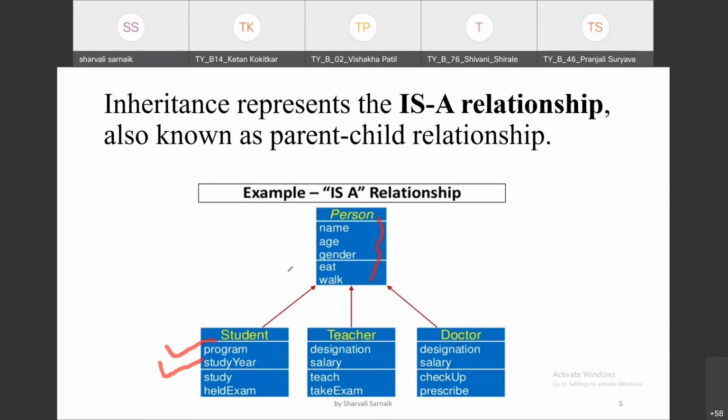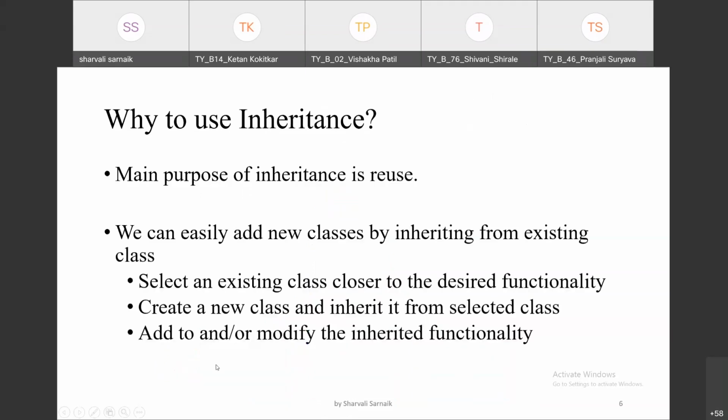Now suppose I don't want age. Okay, I don't want the age property. So that is also fine. We only inherit the name and gender without taking age. So whatever you want, that part only you can take from the previous class or base class. It is not necessary that every property you have to inherit, but whatever you require, that only you have to take from a base class. And then you can add or modify the inherited functionality. That means in the derived class or in the subclass, we can add or modify whatever we want. So this is the simple use of inheritance.